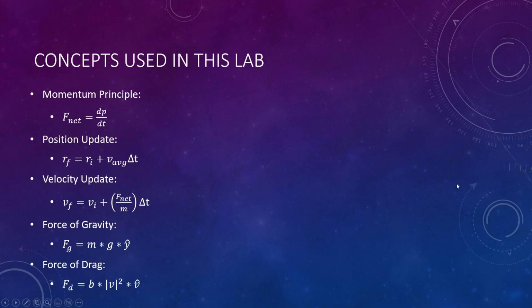Moving on, we have the concepts used in this lab. The momentum principle was the primary principle used in this lab. F net is equal to change in momentum over change in time. From there, we can also derive the position update formula and the velocity update formula. Furthermore, the predominant forces we accounted for were the force of gravity, mg, times the y hat vector for the direction, and then the force of drag, which is a proportionality constant times the magnitude of the velocity squared, also multiplied by the direction of the velocity vector.